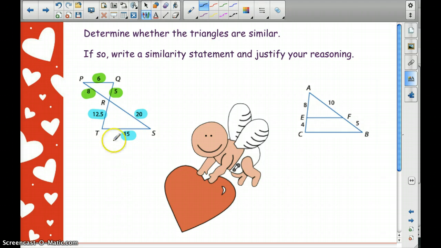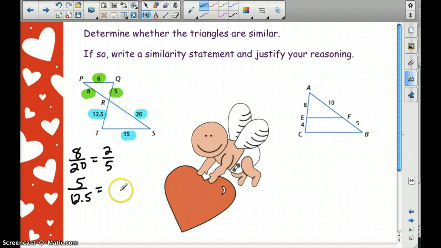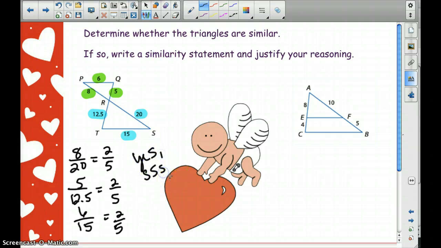Well, let's say 8 and 20. What does that simplify down to? Well, it simplifies down to 2/5. And what about 5 over 12.5? What does that simplify down to? 2/5 as well. And 6 over 15 simplifies down to 2/5. So are these two triangles similar? Yes. They are similar by the side-side-side similarity.